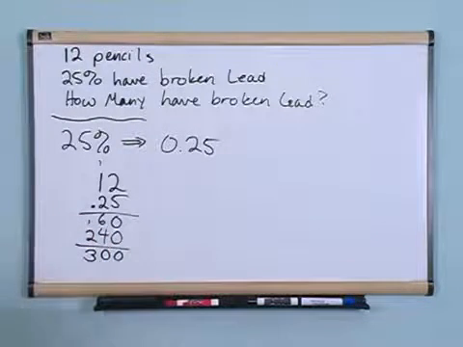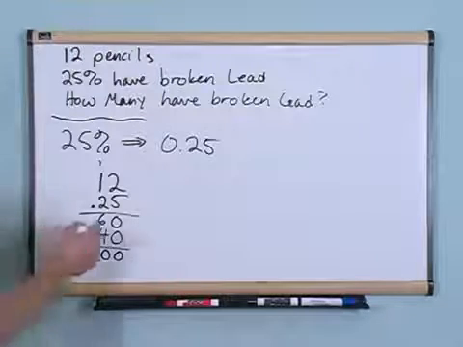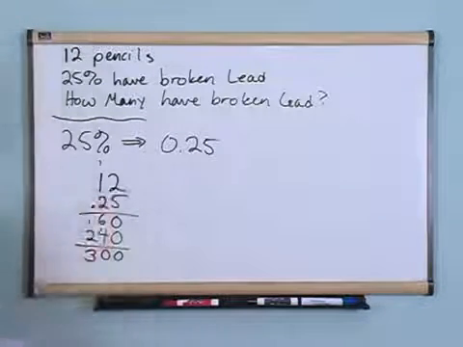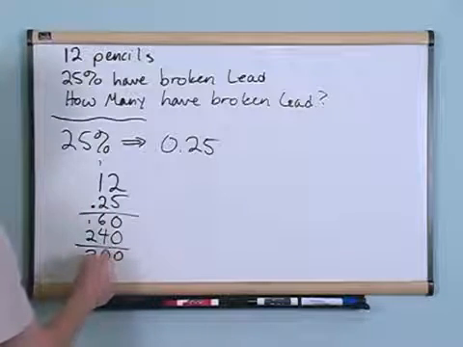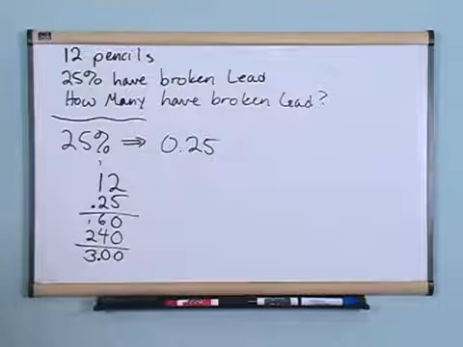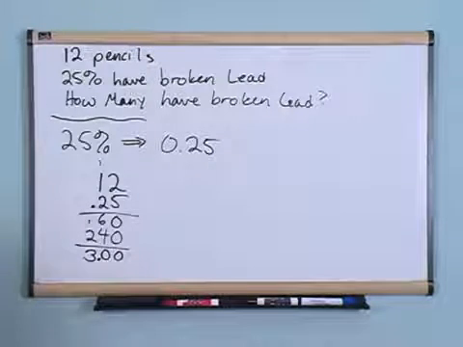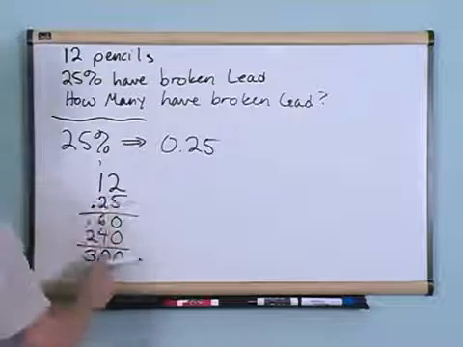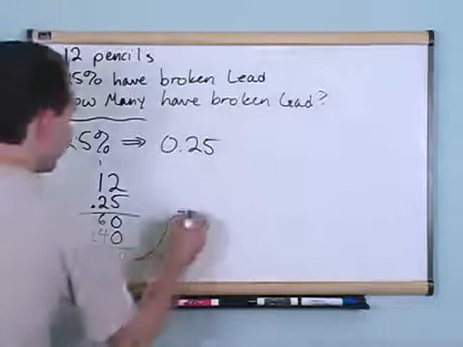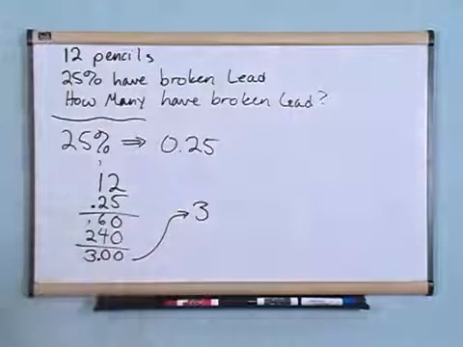Okay? And then finally, because it's a decimal, we have to move the decimal point. There are 2 decimal places after the decimal point here. So we start at the right and move left 1, 2. And if any of this is unfamiliar, then go ahead and go back to the section on multiplying decimals. We have 2 digits after the decimal, so move the digit over here. So what we have is 3.00, which is the same thing as 3 pencils that have broken lead.